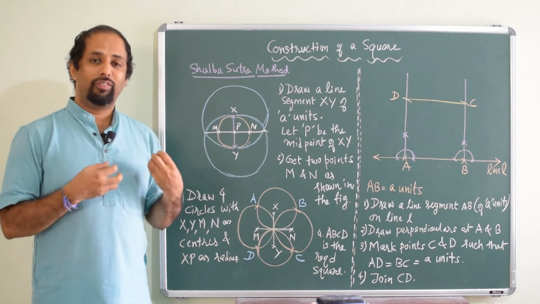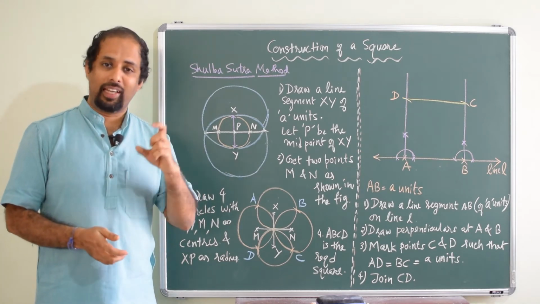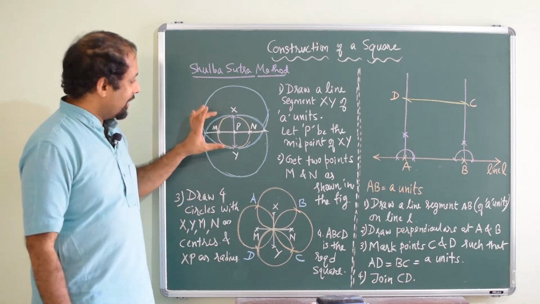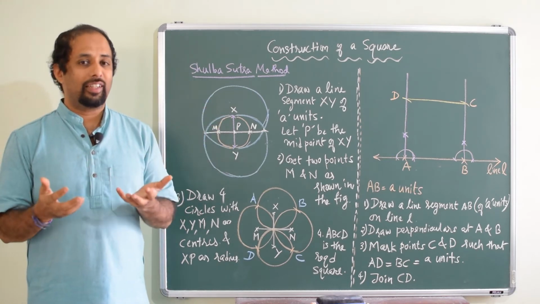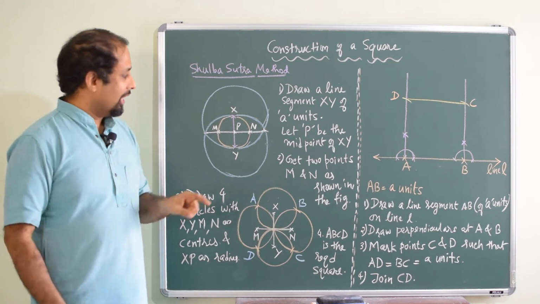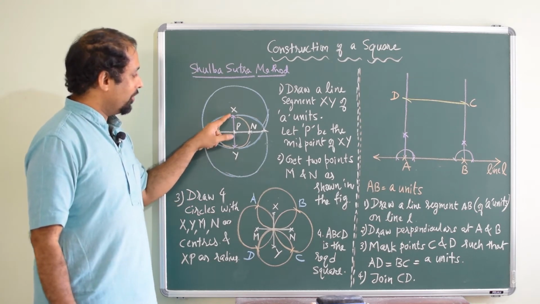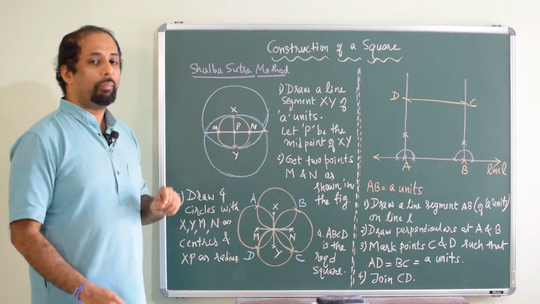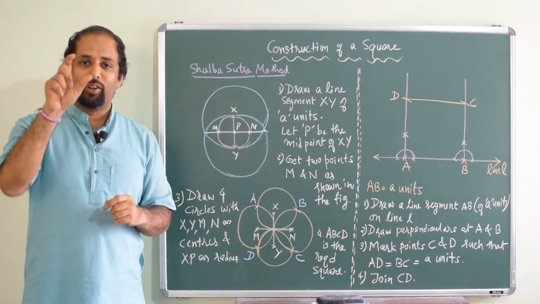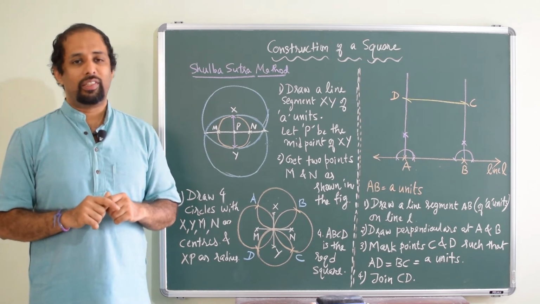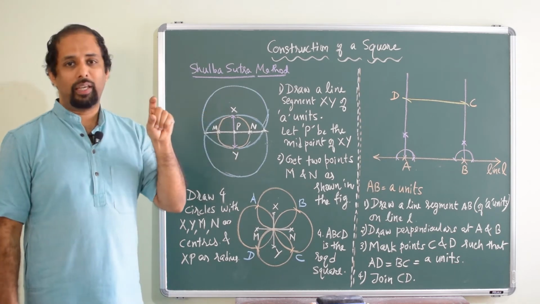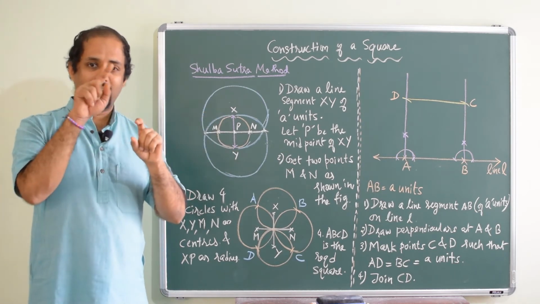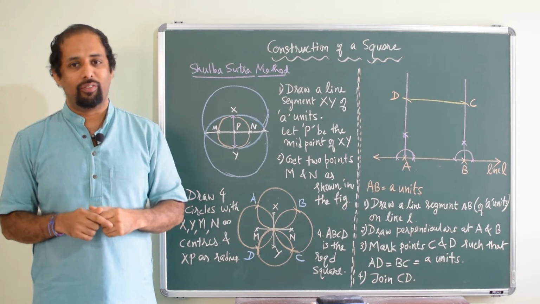Now what we need to do here is, let us take one line segment XY. XY is of length A units, or it is the side length of the required square. Now let us take the midpoint P of this XY, and keeping P as the center, we are going to draw one circle which is passing through the points X and Y. That means its radius is XP, P is the center, and that circle is touching the points X and Y.